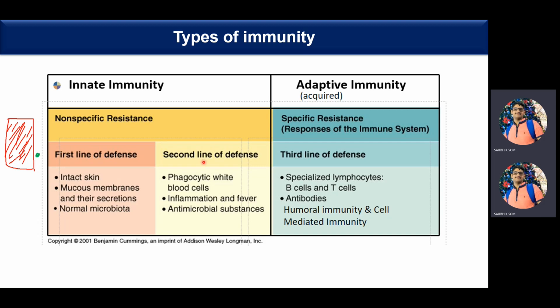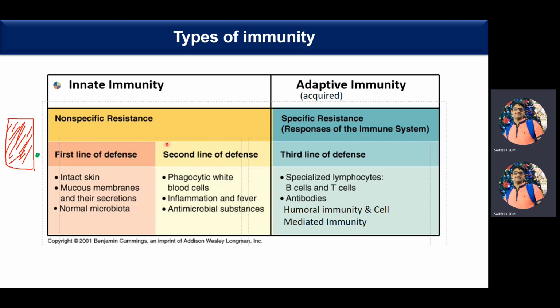Then there is the second line of defense, where the circulating cells come in. So the phagocytic white blood cells like monocytes, neutrophils, macrophages or dendritic cells take up the pathogens, so they phagocytose them. So during the second line of defense, bacteria has been phagocytosed, and there is inflammation and fever, and antimicrobial substances also have been released. Correct? And this second line of defense also includes toll-like receptors, as I have discussed in one of the previous classes.